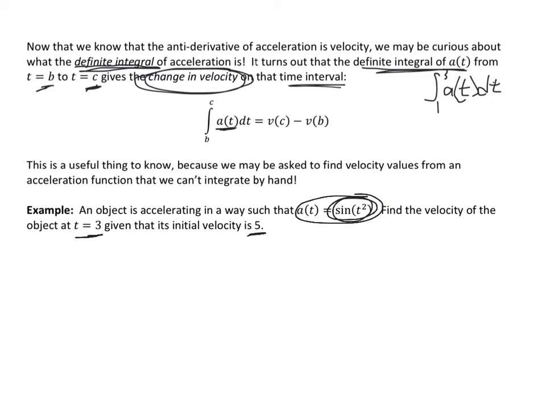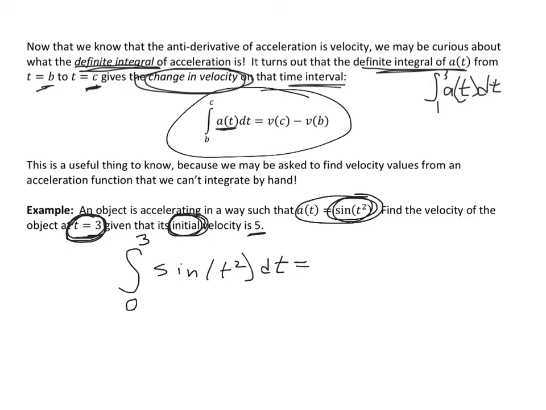And here's the thing that I want to get at. If I did the integral from 0 to 3. Now, why did I do from 0 to 3? I did from 0 to 3 because the problem asked about the velocity of the object at time 3, and it told me what the initial velocity was. Initial velocity almost always means that time is 0. So the integral from 0 to 3 of the sine of t squared dt, I could do that on the calculator, but theoretically, thinking about what we did up here, what should this be equal to?